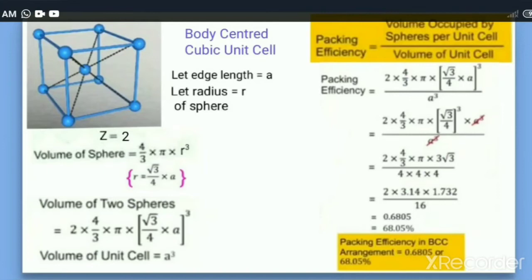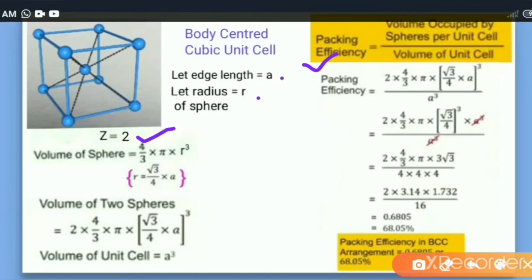Let us find out the packing efficiency in the body-centered cubic unit cell, or we can say body-centered cubic arrangement. Here the particles are not only present at the corners but also one at the center, that is the body center. So the total number of particles present in this, Z, is equal to 2. Let A be the edge length, R the radius of the sphere.